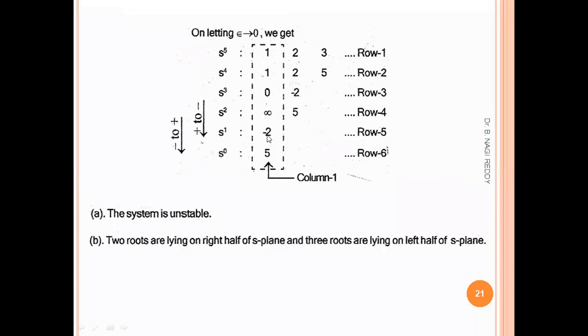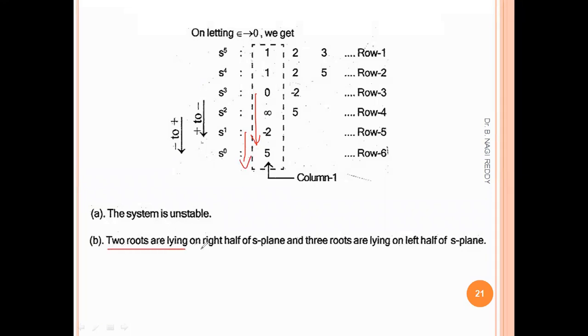And you can see a sign change is there. That means the system is a completely unstable system. And you can comment on the roots, that means you can determine the number of sign changes. Here positive to negative, and here negative to positive. So 2 sign changes are there.